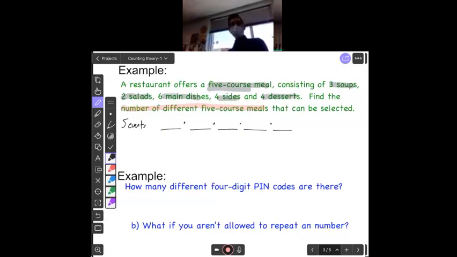The first thing we get to choose from has how many choices? 3 soups, right? The second thing we get to choose from has how many choices? 2. So on and so forth: 6, 4, 4. 3 times 2 is 6, times 6 is 36, times 4 is 144, times 4 is 576. Is that right?